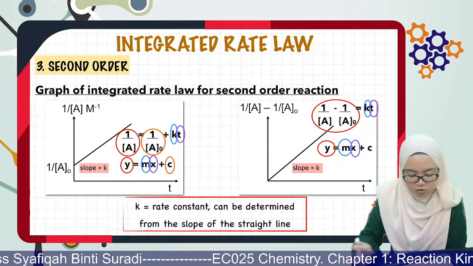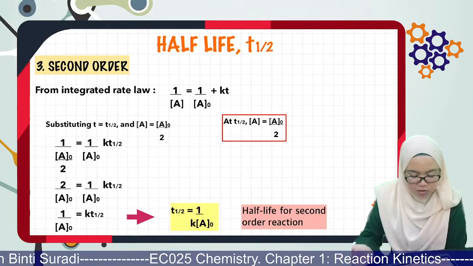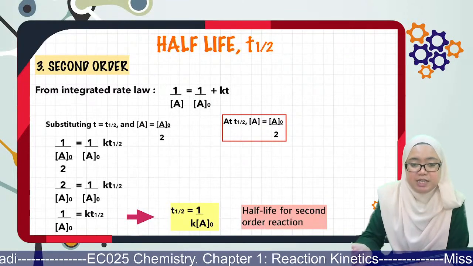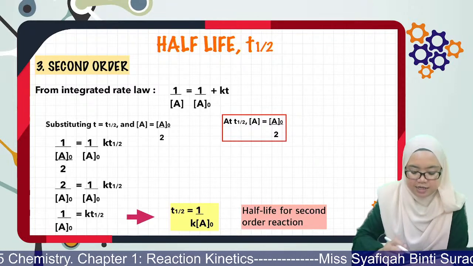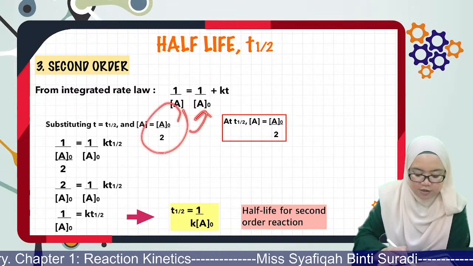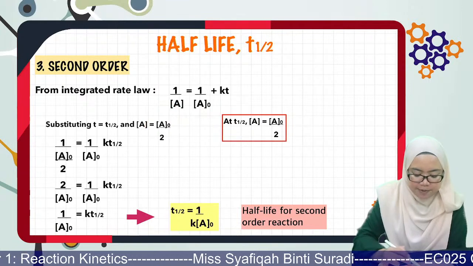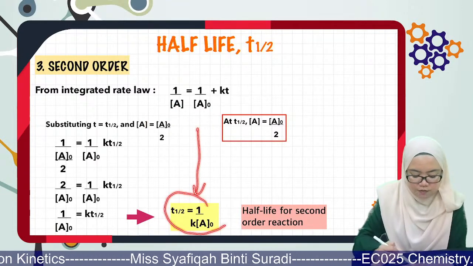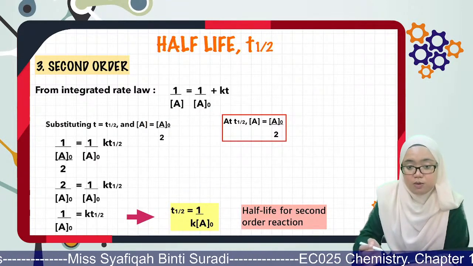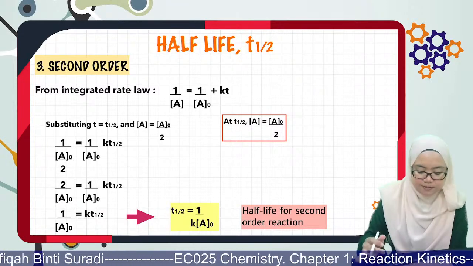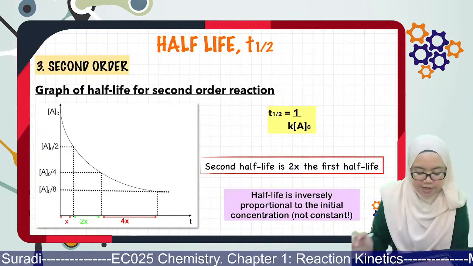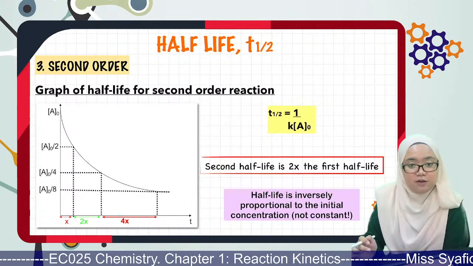Alright. So untuk half-life second order benda yang sama you buat, you substitute again T as T half dengan A0/2 masuk dalam integrated rate law tadi. You akan dapat T half sama dengan 1 over K A0. Okay, ini adalah half-life untuk second order reaction. Alright, so ini dia punya graf lah untuk half-life.